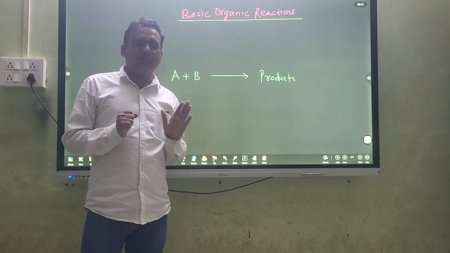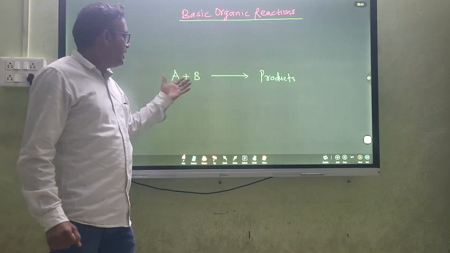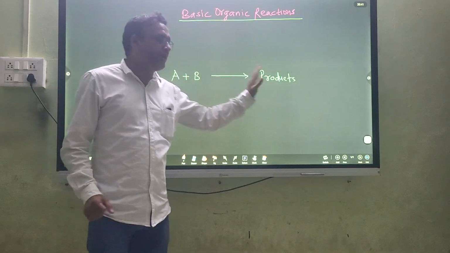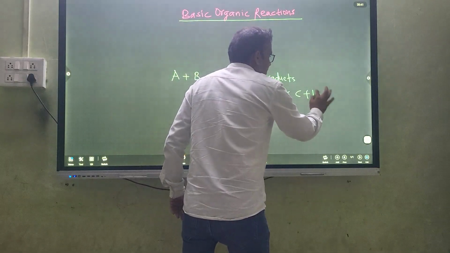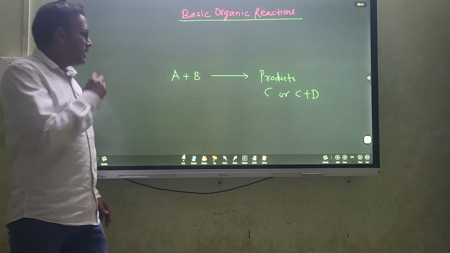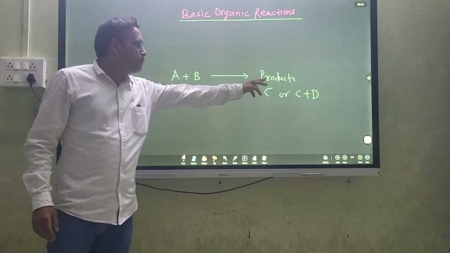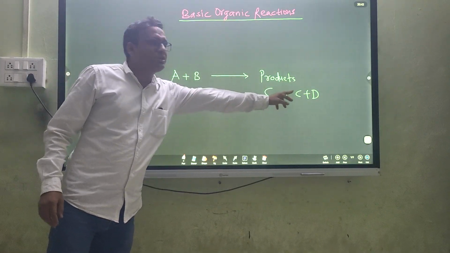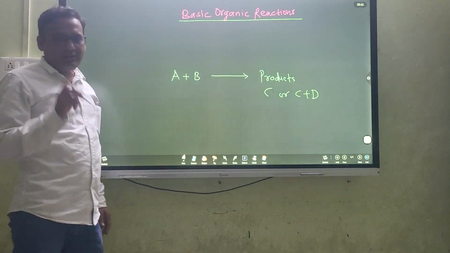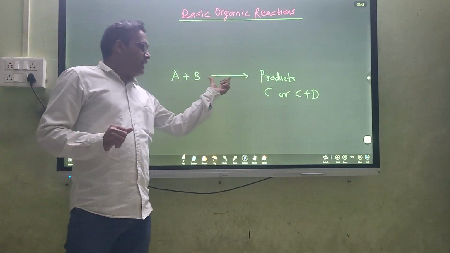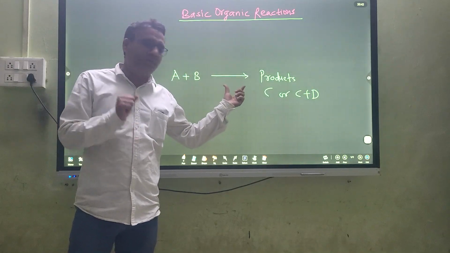Suppose A and B are the reactants, and the product may be C, or C plus D. Now, A and B are the two reactants and the product is either C or C plus D. So in these reactions, the reaction conditions are very important.